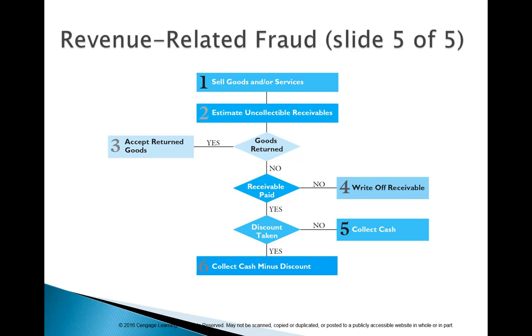So the receivable is paid. If they pay within your discount period, so maybe you have a policy of 2/10, net 30, where if they pay within 10 days, they get a 2% discount. Otherwise, they have to pay the full amount in 30 days. Well, if they pay within 10 days, then you can decide, okay, is it appropriate that they took the discount? And then you record the cash. If they don't pay over time, then eventually you have to write off the receivable.